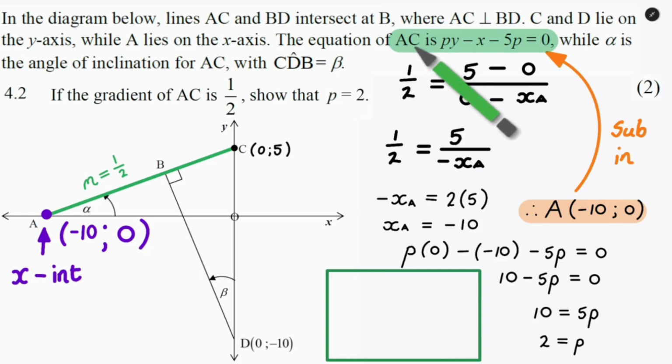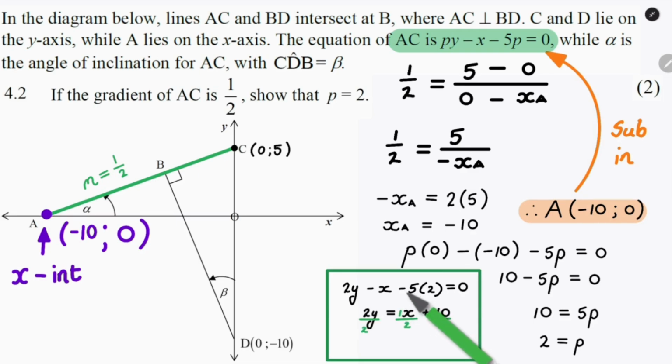So what I like to do is this p, I'm going to replace it with my answer like this. And then I reorganize it. So 5 times 2 is 10. And then I move that minus 10 over. And I move that minus x over. Divide everything by 2 so that the standard form of my line appears. And I can read off the gradient of my line, as well as the y-intercept of my line.